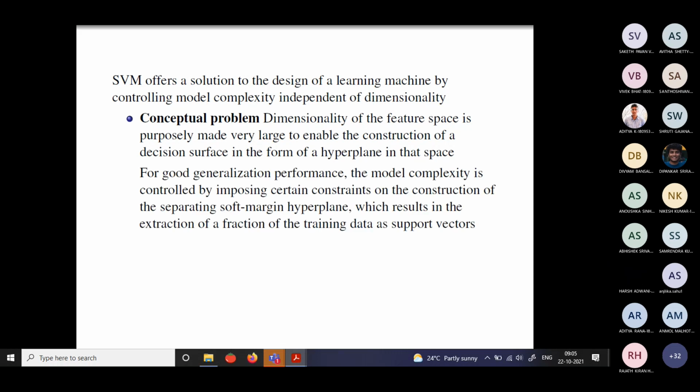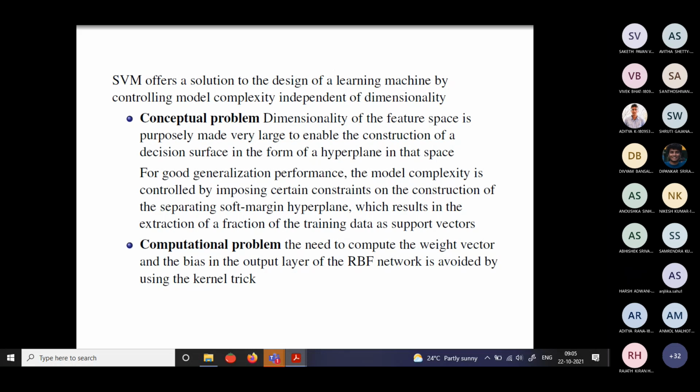Second is for good generalization performance. The model complexity is controlled by imposing certain constraints on the construction of a separating soft margin hyperplane, which results in the extraction of a fraction of the training data as support vectors. We'll see. So first one is the conceptual problem, another is the computational problem. The computational problem, the need to compute the weight vector and the bias in the output layer of the RBF network, is avoided by using the kernel trick.